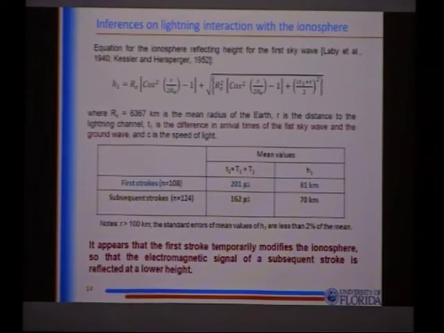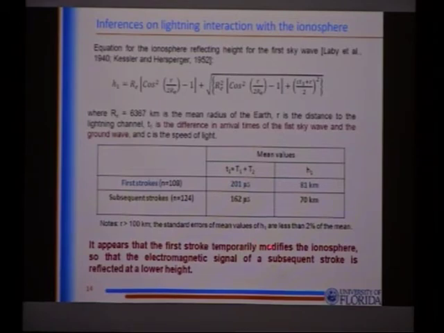We found that the reflecting heights, H1, are quite different for first and subsequent strokes in the same flashes. It's 81 kilometers for first stroke, 70 kilometers for subsequent strokes. And this is quite amazing because this indicates that the reflecting heights within the same flash are different by 9 kilometers or so. And the conclusion is shown here.